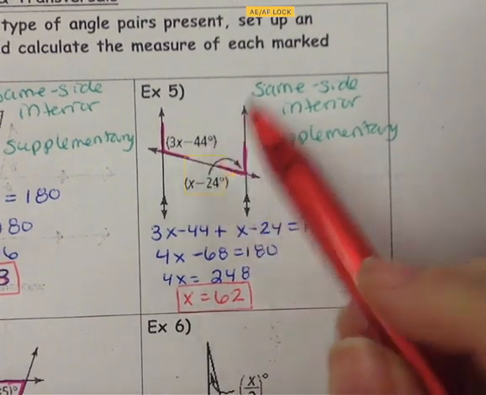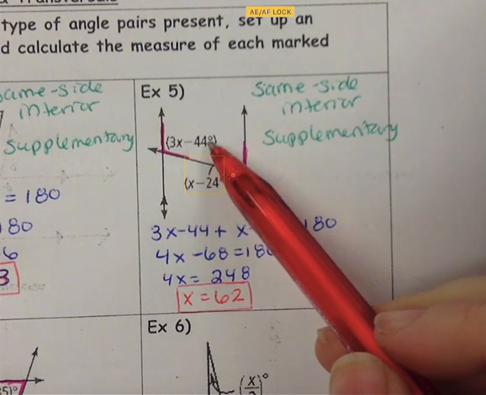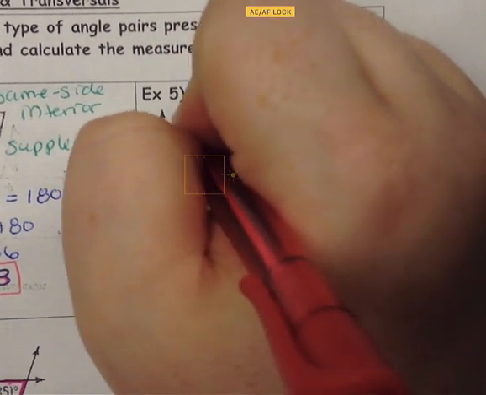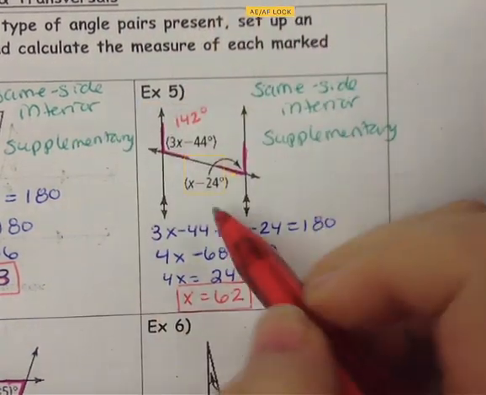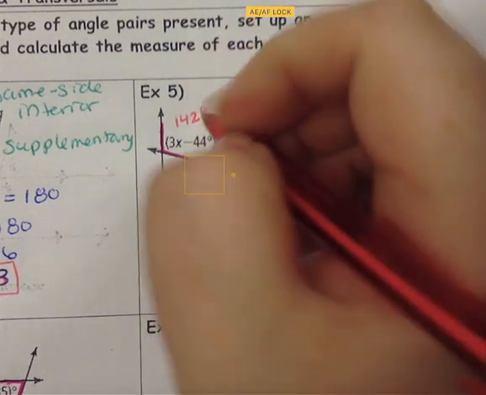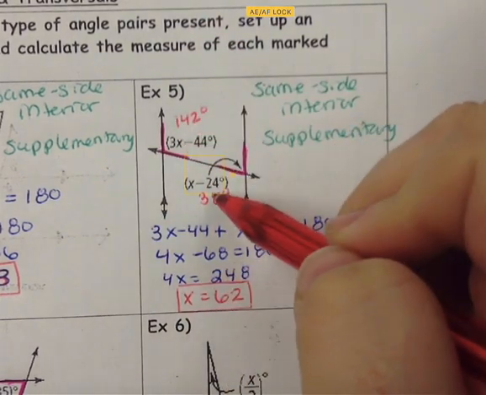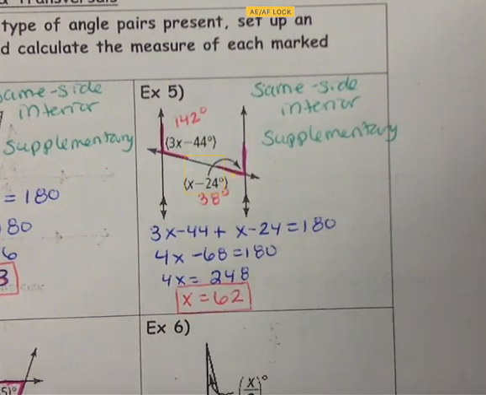We'll plug it in. 3 times 62 minus 44 is 142 degrees. Then we have 62 minus 24 degrees is equal to 38 degrees. 142 plus 38 is 180, so that does work.